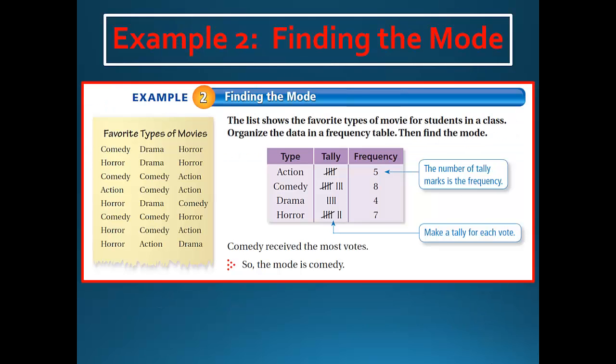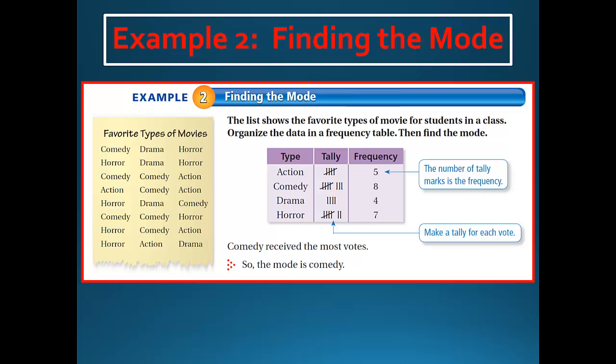Now look at our second example for finding the mode. The list shows the favorite types of movie for students in a class. Organize the data in a frequency table, then find the mode. So we first have our types. We have action, comedy, drama, and horror.